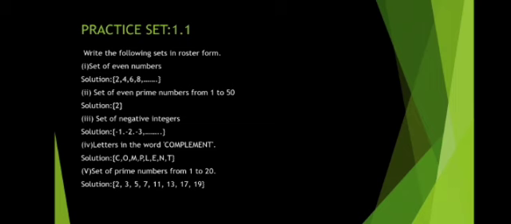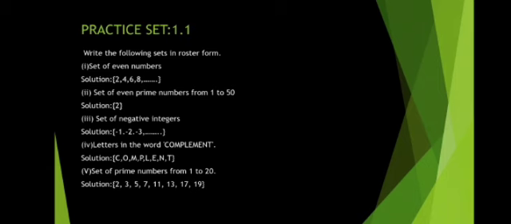Second question: set of even prime numbers from 1 to 50. We want to find the number which is even as well as prime between 1 and 50. There is only one even prime number, that is 2. So the answer is 2. Now the next question is the set of negative integers. What are the negative integers? It begins from -1, -2, -3 and so on. It will not stop. It will go on and on, uncountable, unlimited we can say.